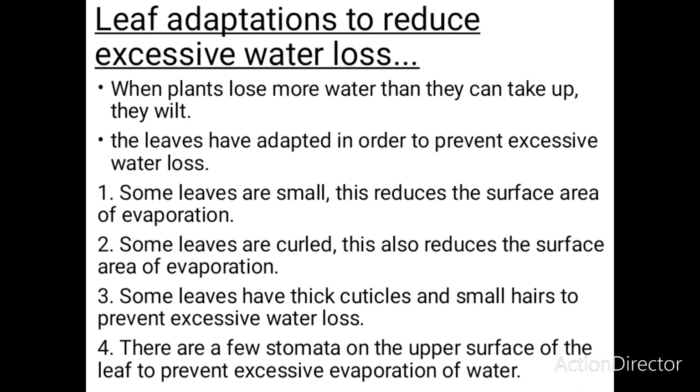When plants lose more water than they can take up, they wilt, and in Shona we call it kushava. So the leaves have adapted in order to prevent excessive water loss. Some leaves are small, and this reduces the surface area of evaporation, and some of them are curled, and this also reduces the surface area of evaporation. Some leaves have thick cuticles and small hairs to prevent excessive water loss, and there are a few stomata on the upper surface of the leaf which is directly exposed to sunlight to prevent excessive evaporation of water.